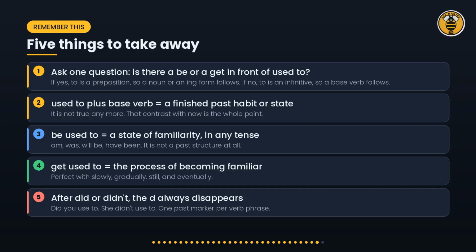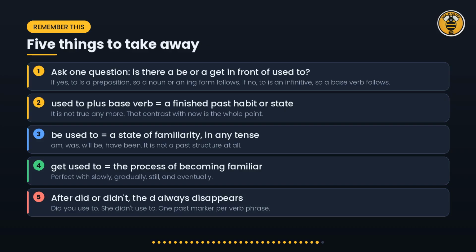Five things to take away. Number 1, and this is the master key. Ask one question: is there a be or a get in front of used to? If yes, to is a preposition, so a noun or an ing form follows. If no, to is an infinitive, so a base verb follows. Number 2, used to plus a base verb is a finished past habit or state. It is not true anymore, and that contrast with now is the whole point.